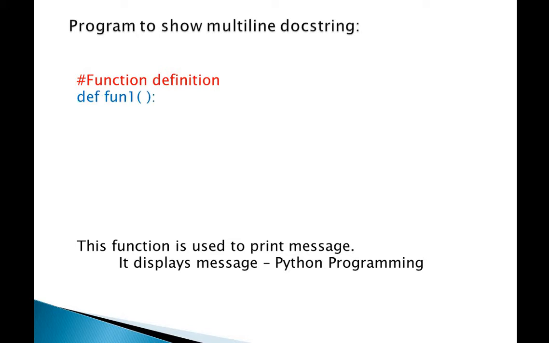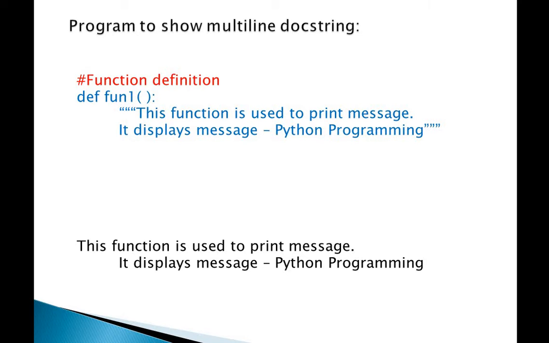Now see sample code here. We have a function definition. The function is fun1. The first statement inside the function body is a multi-line comment. This multi-line comment is no longer a multi-line comment, but it will be treated as documentation string. Why? Because it appears as the first statement of the function.